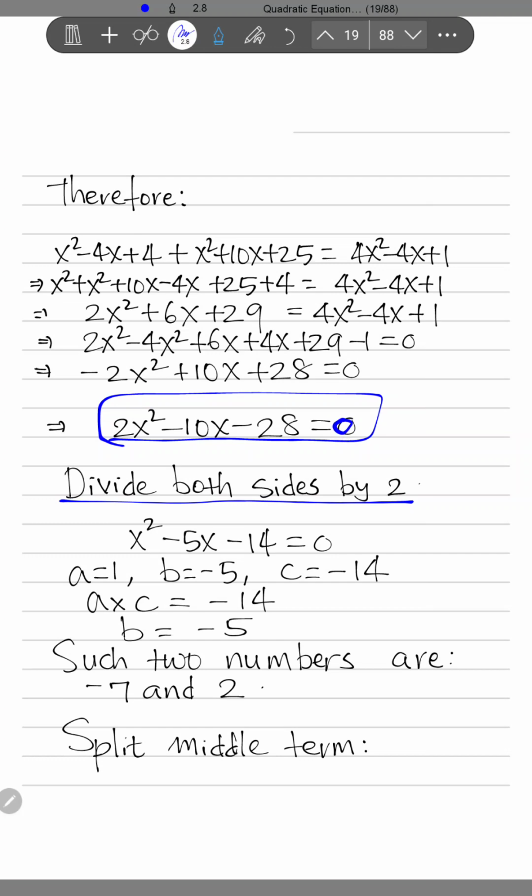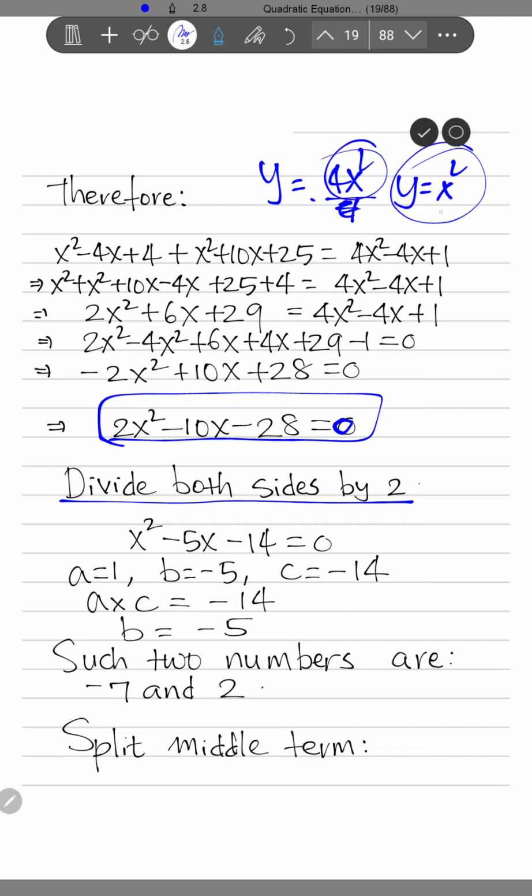But in the case of graphs, we cannot do that. y is equal to 4x squared does not mean you divide by 4 and then y is equal to x squared. It doesn't work. This graph and this graph are different. In the case of graphs, we cannot divide by a constant. But in the case of an equality equation, we can bring it to a simplified form. That is allowed. So dividing both sides by 2 will make it a little bit simpler. For example, 2 divided by 2 is x squared, minus 10 divided by 2 is minus 5, minus 28 divided by 2 is minus 14.